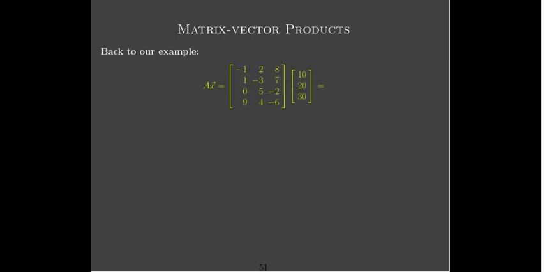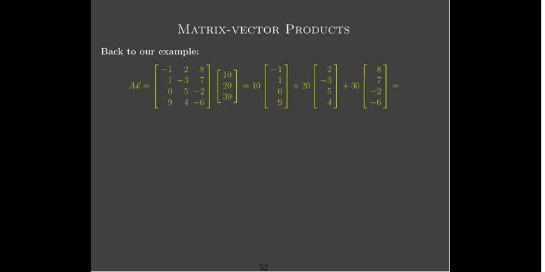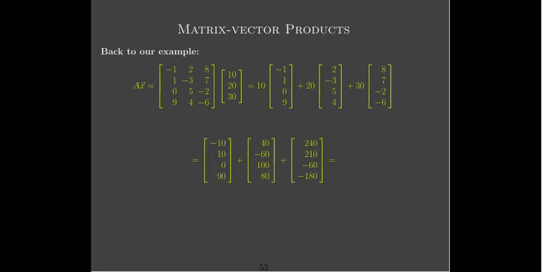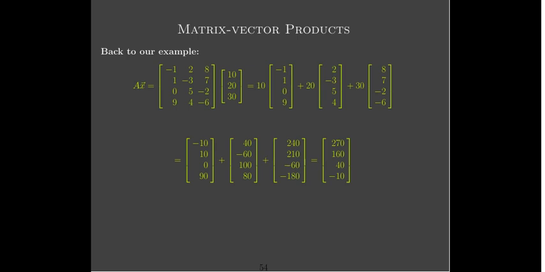Let's look at an example. So this is the example that we used to calculate before using the standard process, but now let's look at this as column vector negative 1, 1, 0, 9, the first column multiplied by 10. 10 is the first component, second column multiplied by the second component, and third column multiplied by the third component. And so we can go ahead and multiply in those coefficients now and add up those three vectors, and of course we get the same product that we saw before.